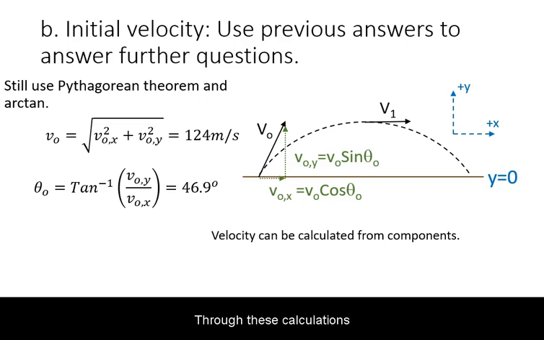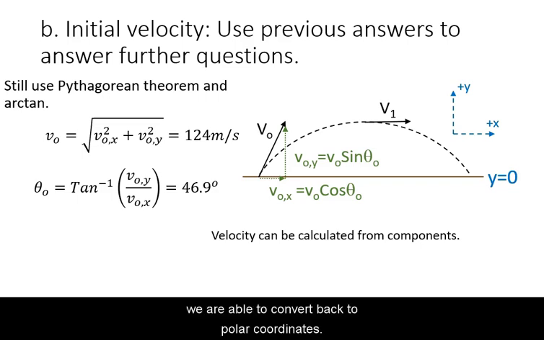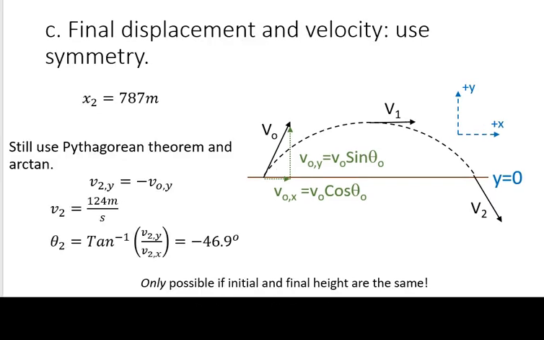Through these calculations, we have derived expressions for both the initial components of velocity, and hence we are able to convert back to polar coordinates. Because this is a special problem where the initial and final height are the same, we can use symmetry to quickly solve for final displacement and final velocity.